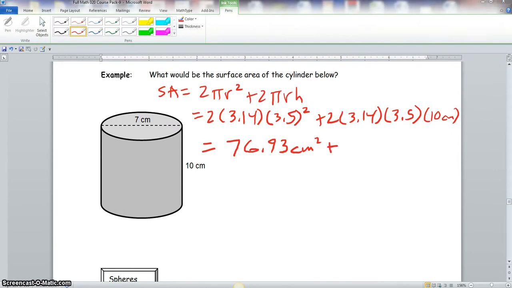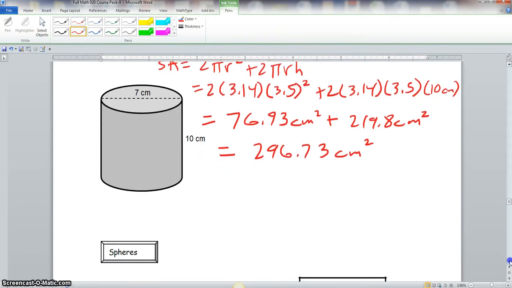Plus, now we'll take the other side. 2 times 3.14 times 3.5 times 10. And that will give 219.8 centimeters squared. Now when we add the two together, 76.93 plus the 219.80, it gives us 296.73 centimeters squared. And that's the final answer for that example.